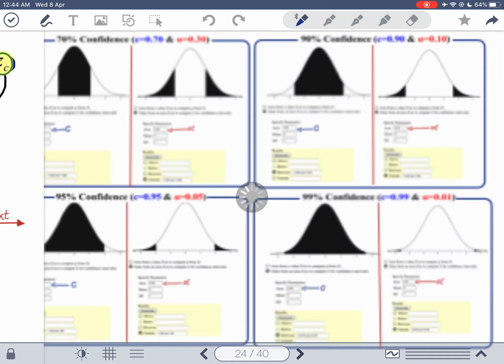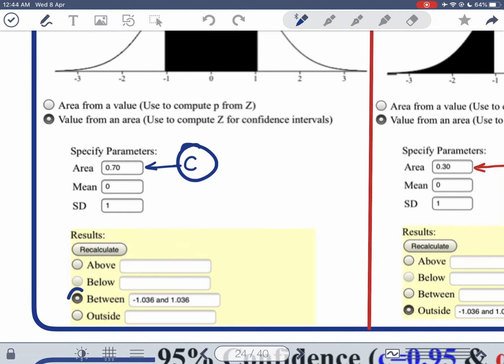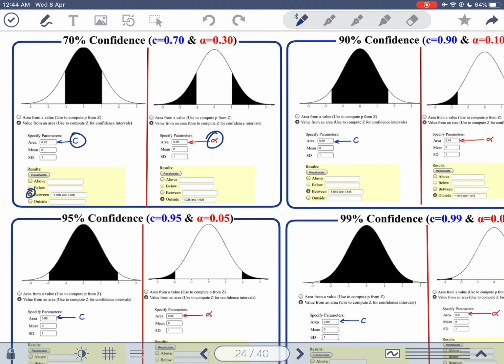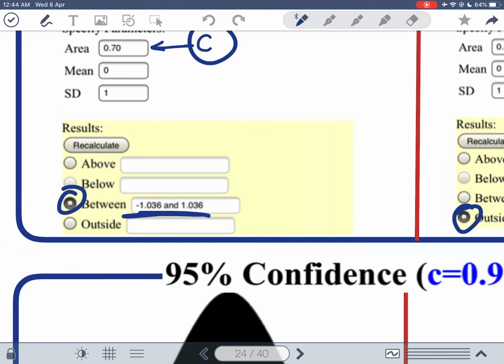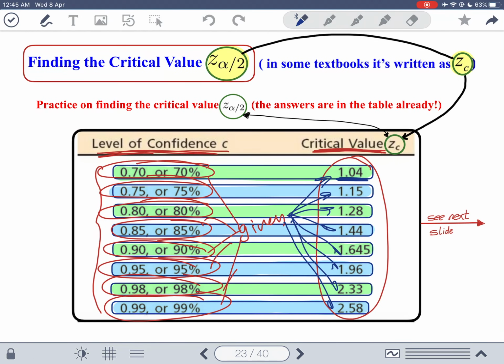Okay, so here I give you 4 of them, and both using C where you do between, or alpha where you do outside. And notice the numbers that you get are the same. So for example, if you want the 70% confidence level, then you will get your critical value Z sub C or alpha over 2 equals approximately 1.036, which makes it 1.04. Usually Z scores are taken to 2 digits after the decimal. So 1.04, and you can check here, yes, it's 1.04.